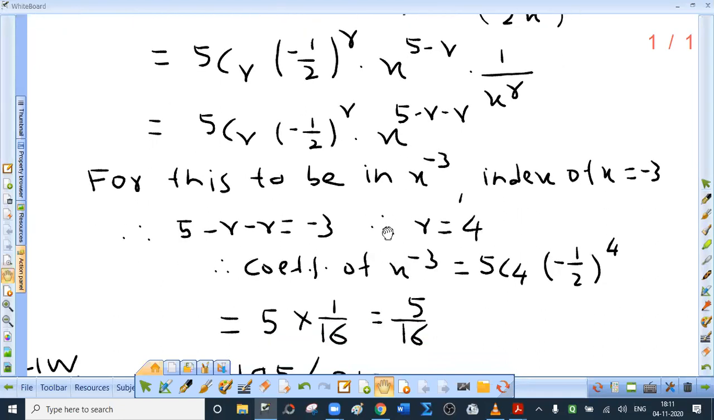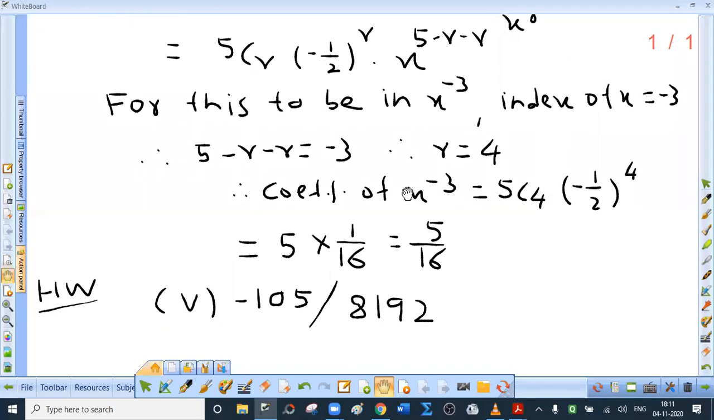So what is coefficient of x raised to minus 3? It is 5c4 into minus half raised to 4. That is 5 upon 16. Sum number 5 is for homework. Again, it is similar sum. We are asked to find coefficient of x raised to minus 20 in (x cube minus 1 upon 2x square) raised to 15. The answer is minus 105 upon 8192.